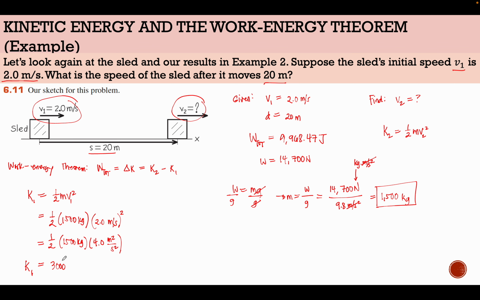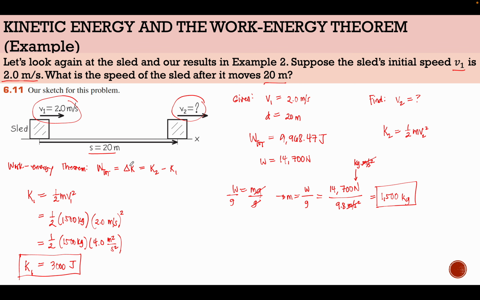Now, what is the unit for energy? The unit for energy is the same as the unit for work, which is still joule or joules. So the unit for kinetic energy is in terms of joules. Okay. So initial kinetic energy is 3,000 joules.